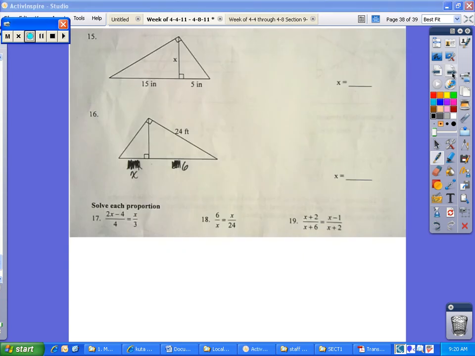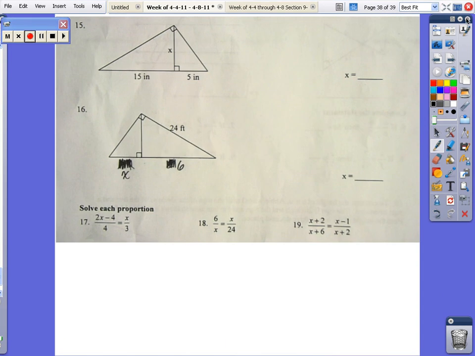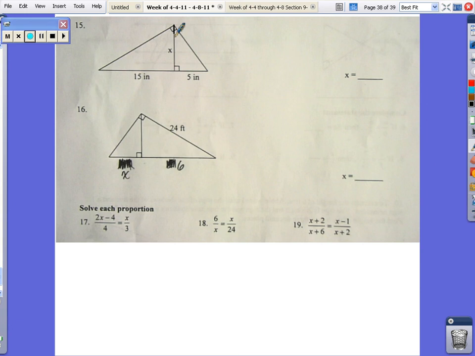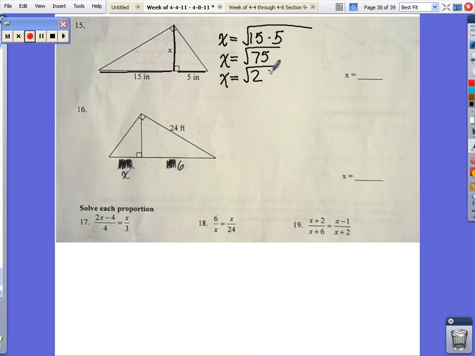Alright, number 15. On number 15, I want to find the altitude. So if I want to find the altitude, I know I'm going to do part times part. So x equals the square root of 15 times 5. So x equals the square root of 75. To simplify 75, I know that 25 is a perfect square factor. So I'm going to simplify the radical as root 25 times 3, and therefore the square root of 25 is 5. So 5 root 3 is the value of x.